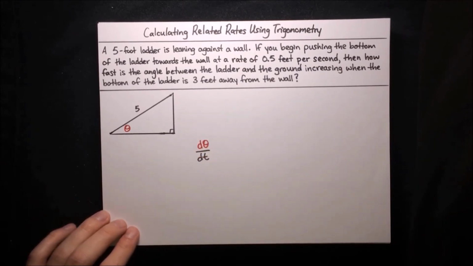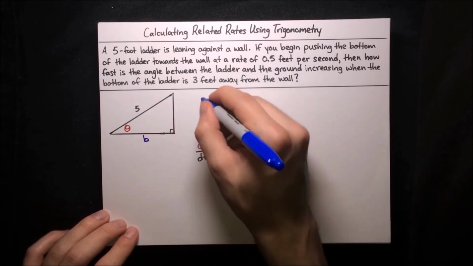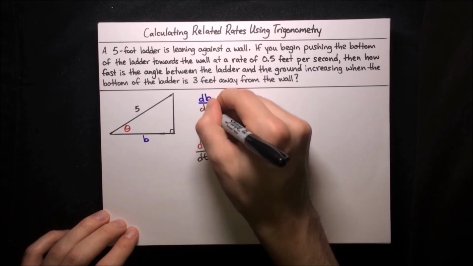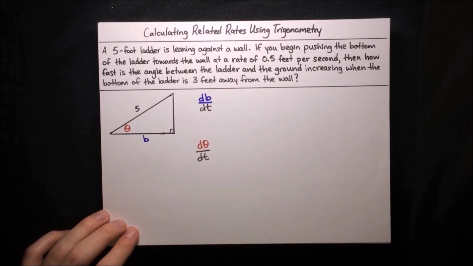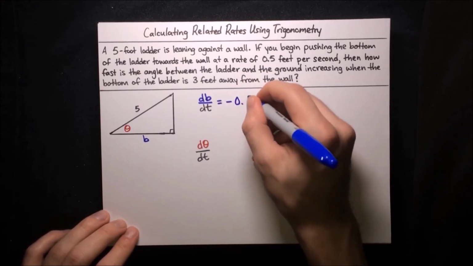Alright, well, before we get into this, let's take inventory of whatever other information we might have. We are pushing the bottom of the ladder towards the wall at a rate of 0.5 feet per second. So why don't we label the bottom of the ladder b, and then we can say that db/dt, the rate of change of b, well, b is shrinking at the rate of 0.5 feet per second, so that's equal to negative 0.5.